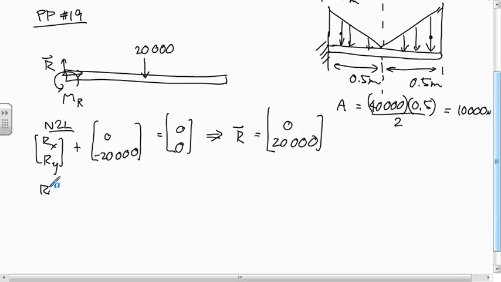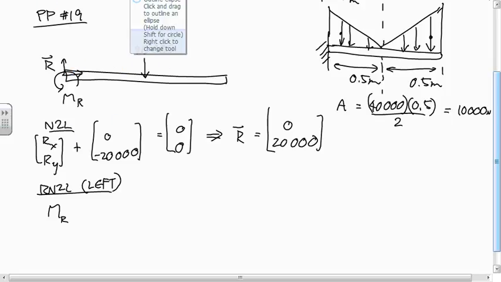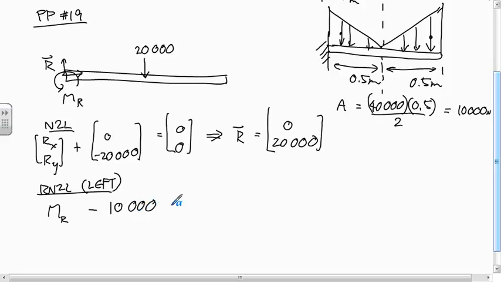And then the rotational equation calculated about the left says MR, the 20,000 Newton force, if our about point is at the left, this would make it rotate clockwise about a hinge there. So that's going to be minus 10,000 is equal to 0. And so MR is equal to positive 10,000. And what are the units on this? Newton meters, yep. And here this would be newtons.